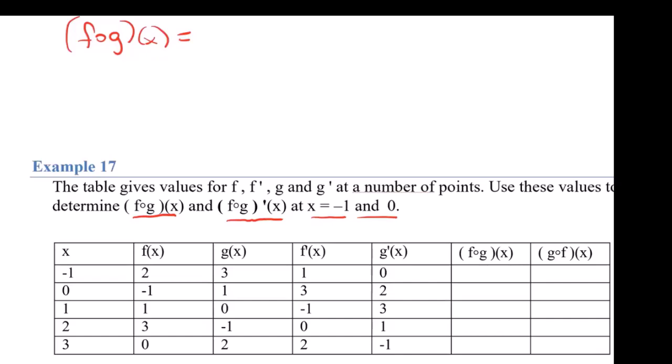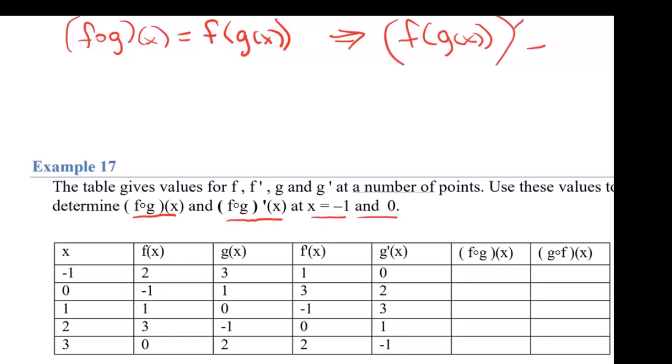is equal to f of g of x. The derivative of f of g of x is the derivative of the outer function. So it's the derivative of the outer function, which is, the outer function here is f prime of g of x times the derivative of the inner function. Okay, so let's see what we can do here.